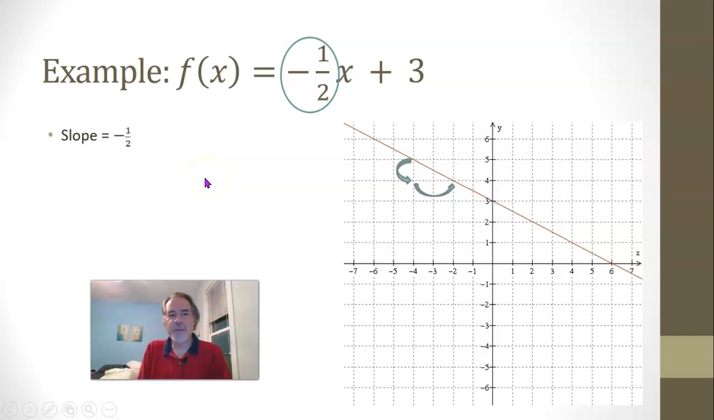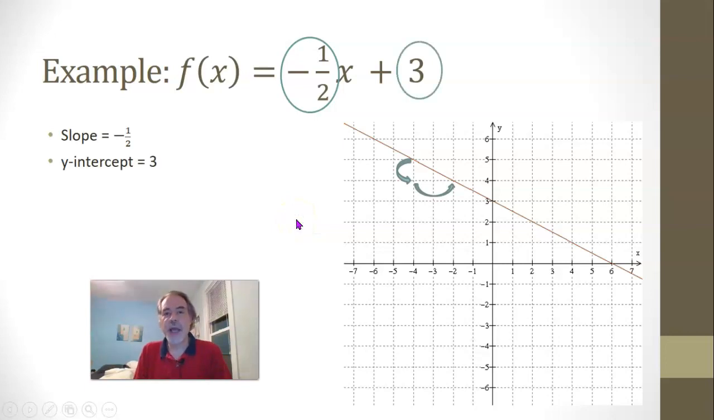Slope is sometimes referred to as rise over run. So the number on top is the rise, how far you go vertically, and the number on the bottom is the run, how far you go horizontally. So if we rise -1 and run 2, that means we're going down one space and over two spaces to get from one point to another along that line.